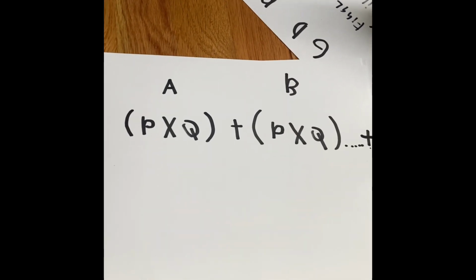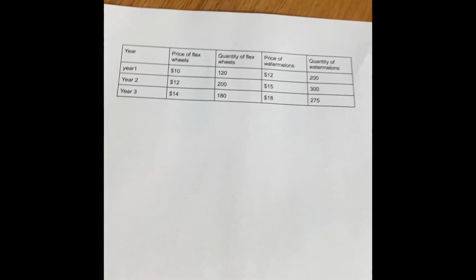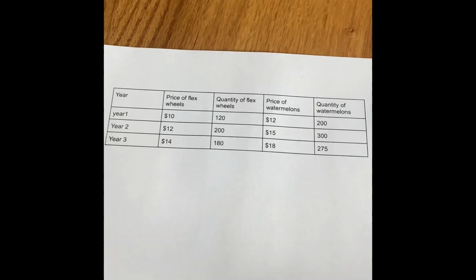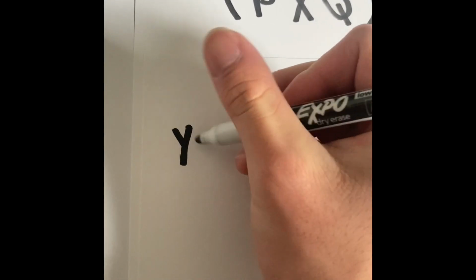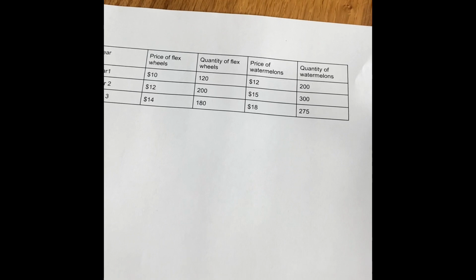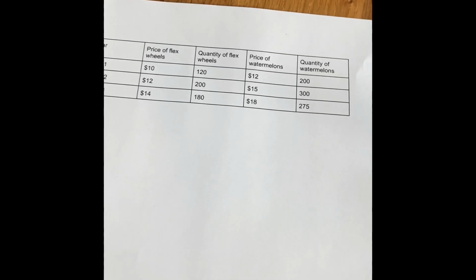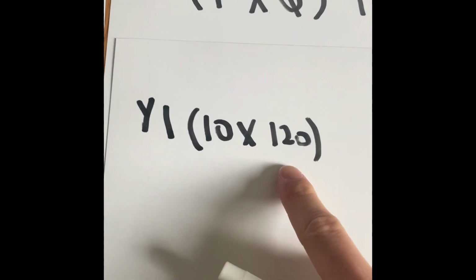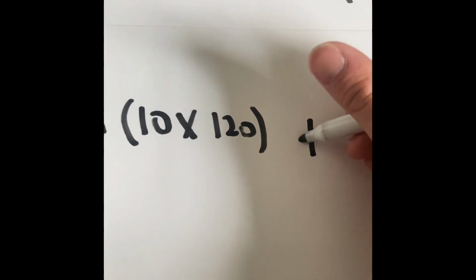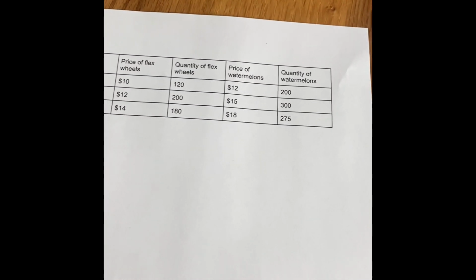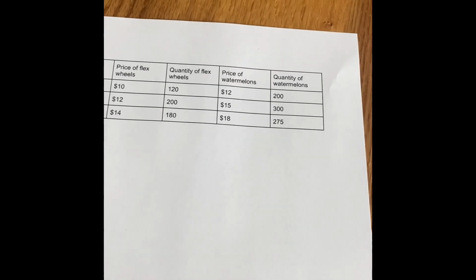So, to understand the formula a little bit better, here is what we're going to do. If we took a look at year 1, so we're going to put year number 1, or Y1, and now we are going to do the math. We're going to have 10 multiplied by 120 in parentheses. So this is what it looks like right here. Then we're going to add to that the price of watermelons, 12 times 200 in parentheses.